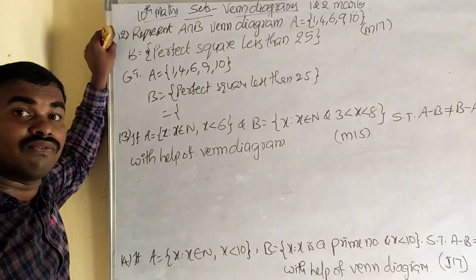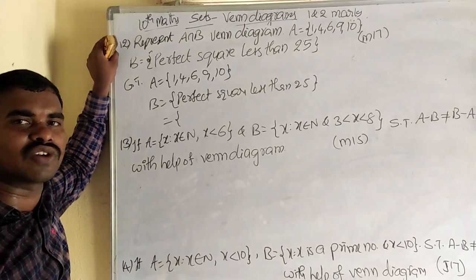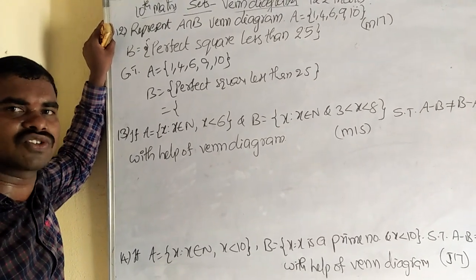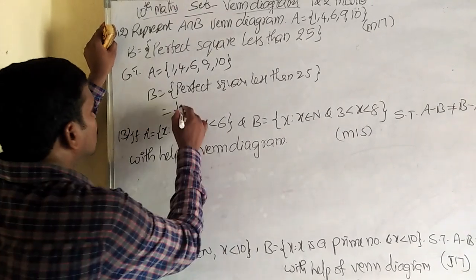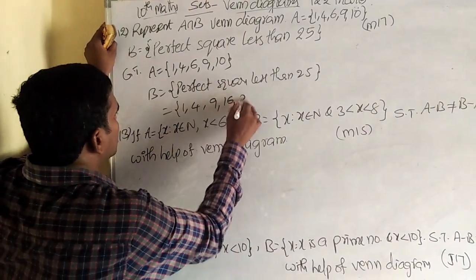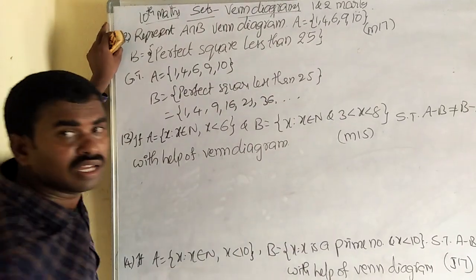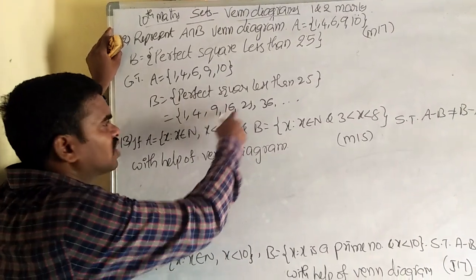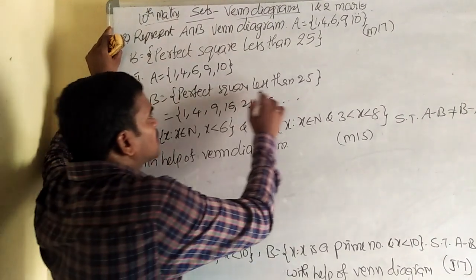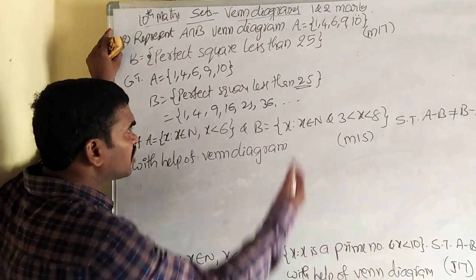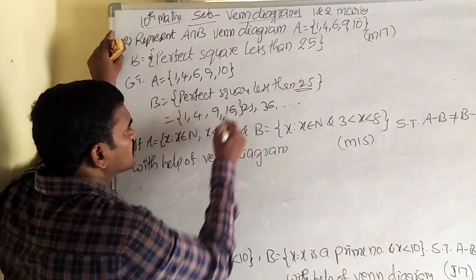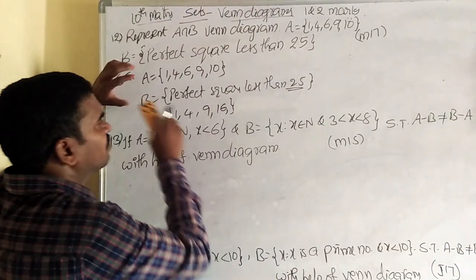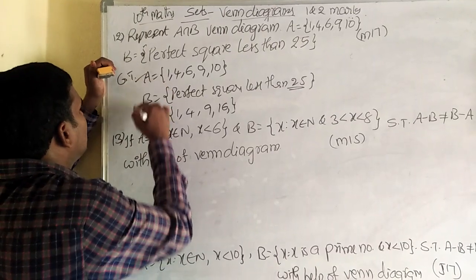1, 4, because it is 2 square. Next 9, it is 3 square. 16, it is 4 square. So 25, 36. So 1, 4, 9, 16, 25, 36 are the perfect squares. But here it asks for perfect squares less than 25. Less than 25 means below 25, so up to 16. No need to write 25 and after. So this is set B, for A and for B.